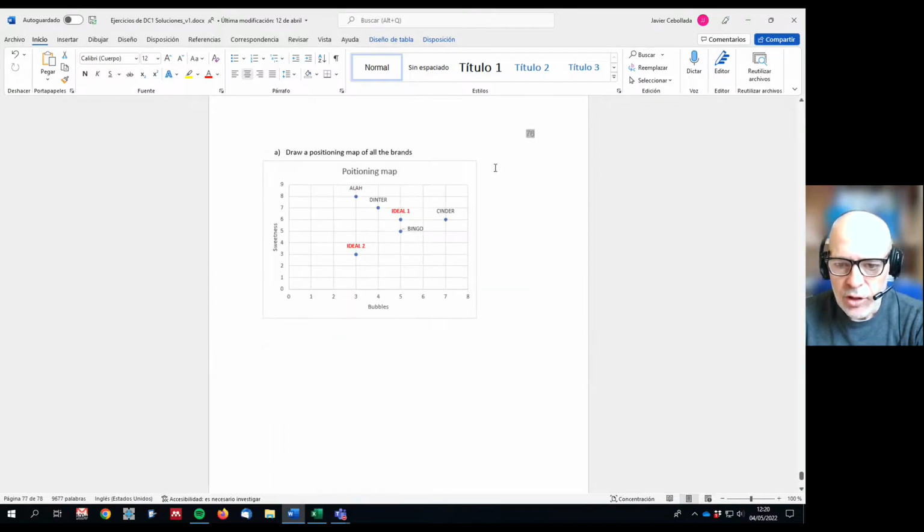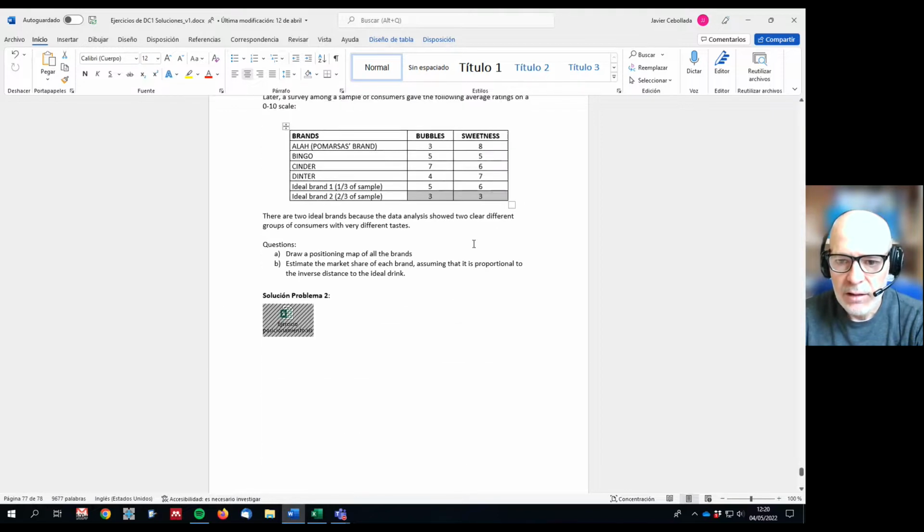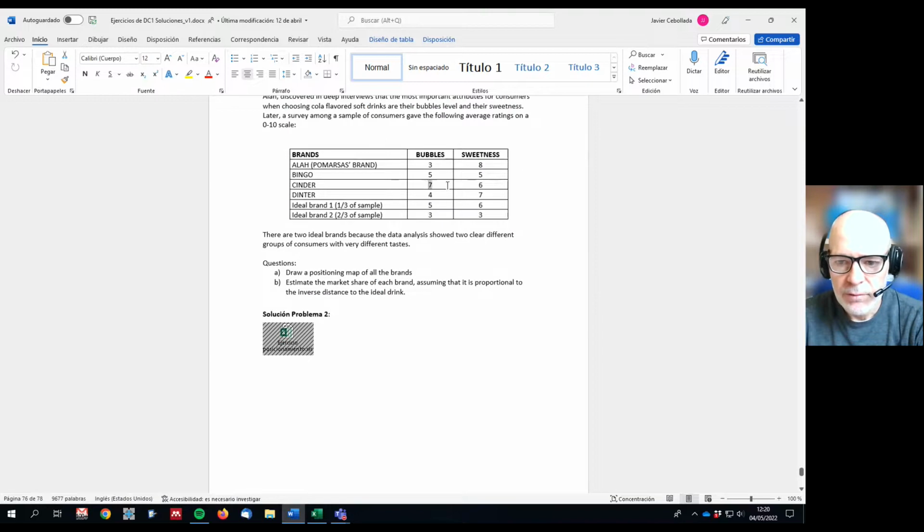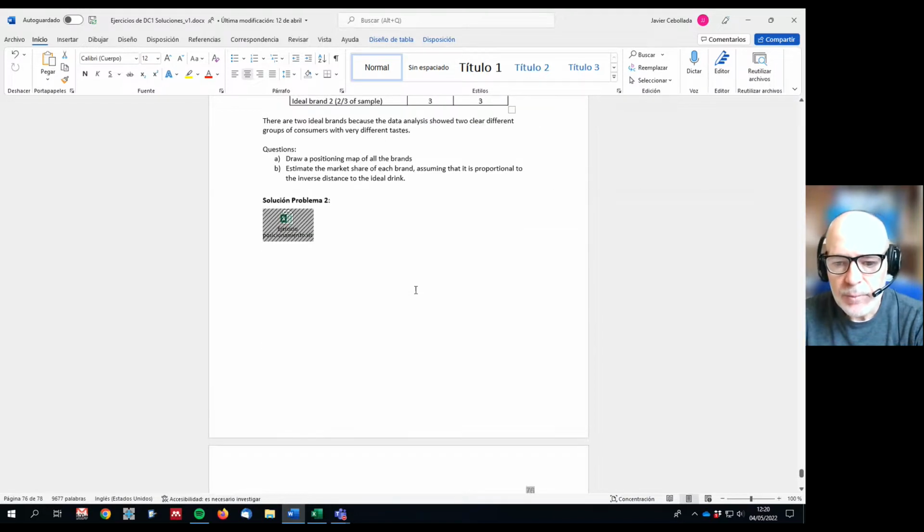Okay, first, the positioning map. So we have here the different brands, and what we have done is, in the horizontal axis, draw the bubbles, and in the vertical axis draw the sweetness, and each of the brands, including the ideal brands, with the coordinates in bubbles and sweetness. So for example, Cinder has 7 and 6 here that come from these numbers here.